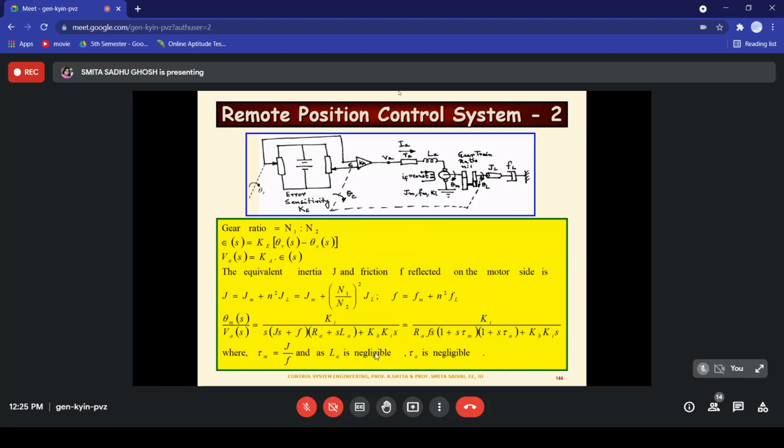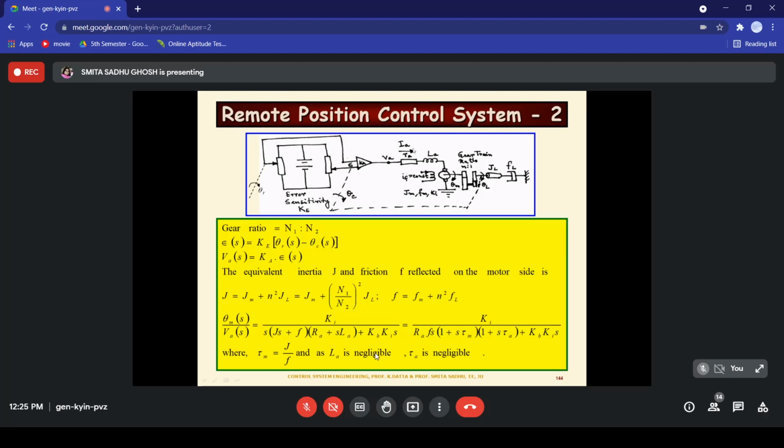Next, we have the servo motor over here, right? As far as the servo motor is concerned, in this remote position control system, there is the servo motor and the servo motor shaft is coupled to the load. So here, when we take the model for the servo motor, we are going to use the same model that we had derived for the armature control DC servo motor just in the previous class. We are going to apply that model.